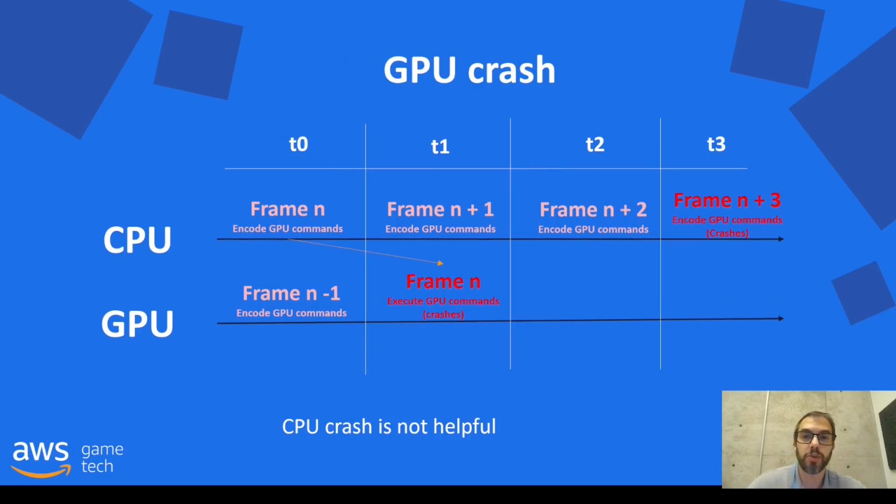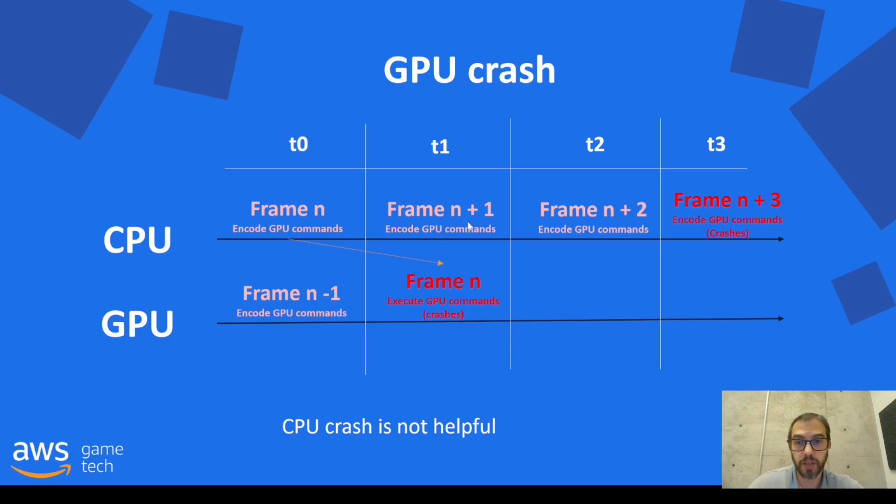Well, what happens when the GPU crashes? Imagine you have frame n that is encoding GPU commands, and in these commands, you have a draw call that has a PSO with shader bytecode that has a crash in it. There's some sort of a stall. It's reading from bad memory. So the GPU crashes at time t1.